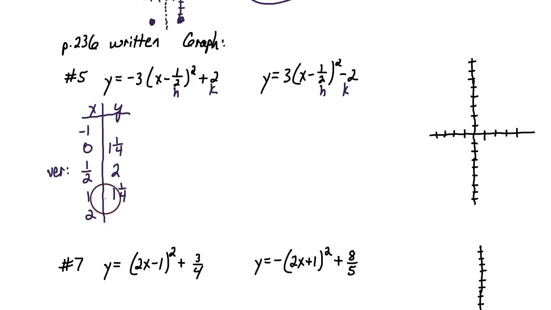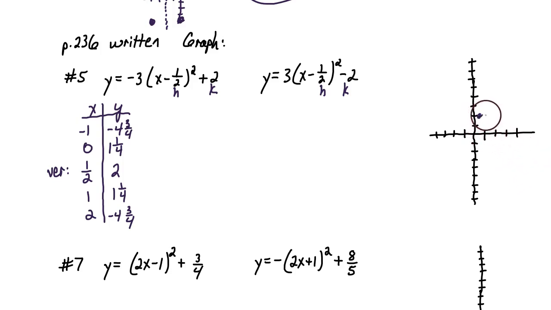Now let's fill in a 2. 2 minus a half is 3/2. 3/2 squared is 9/4. -3 times 9/4 is -27/4. And then we want to add 2. That makes -4 3/4. And this will be -4 3/4. Let's graph that parabola.